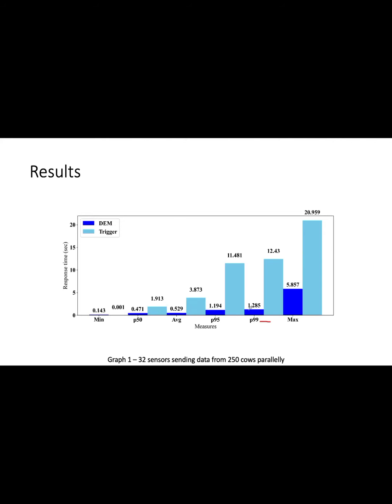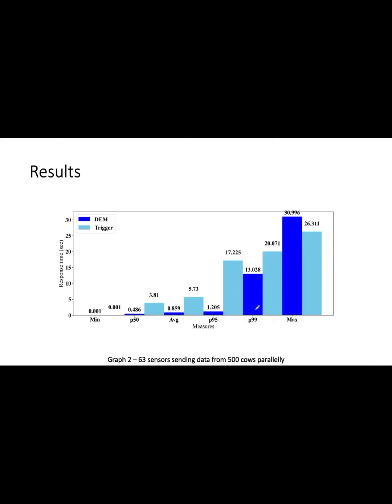This value is 1.285 seconds, whereas this same measure of data of trigger technique is 12.43 seconds. As we can see here, data extraction magnet can result in a great performance gain in comparison to the trigger technique.